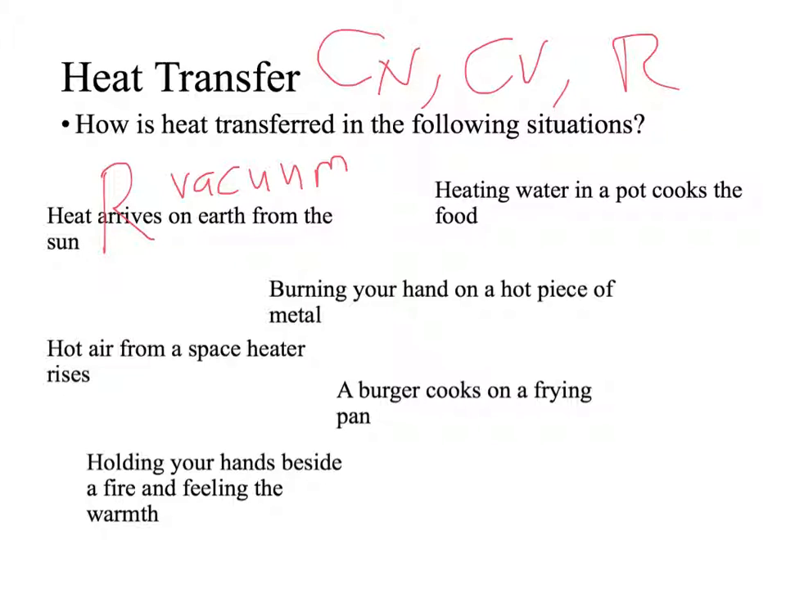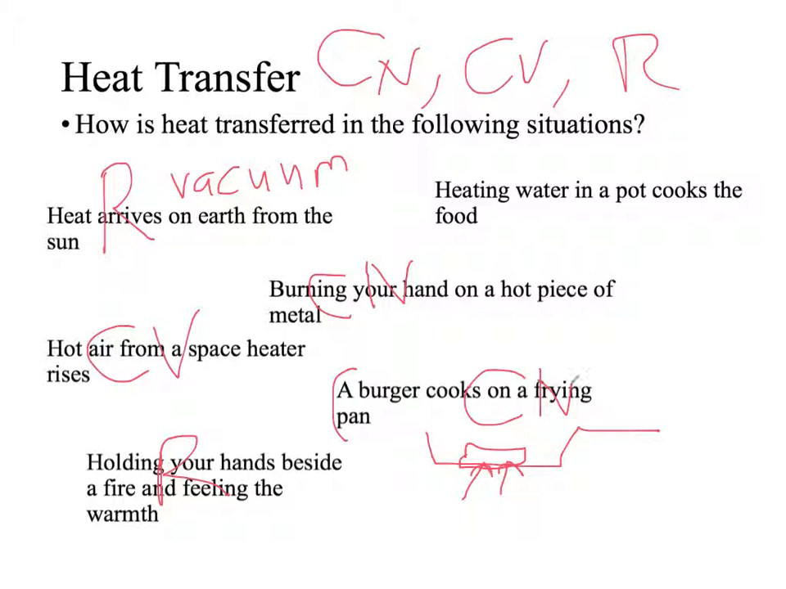If I burn my hand on a hot piece of metal, that is conduction. Hot air from a space heater rises, so that's convection. If I hold my hands beside a fire and feel the warmth, that is radiation. Over here, a burger cooking on a frying pan. Here's my frying pan, and here's my burger. It's in direct contact, so the heat flows straight into the burger, so this is conduction.